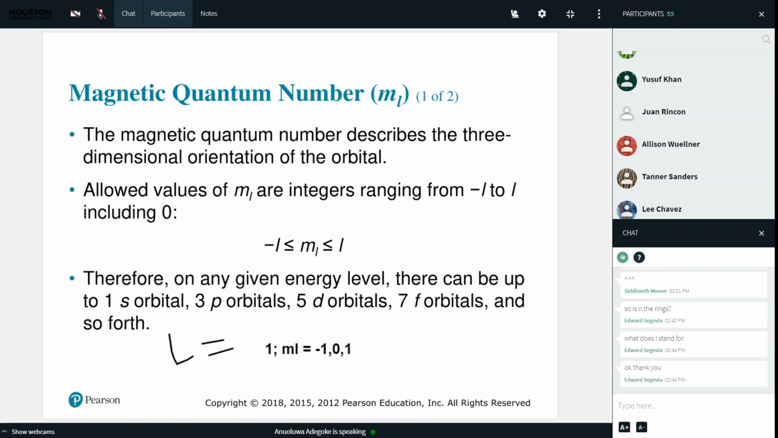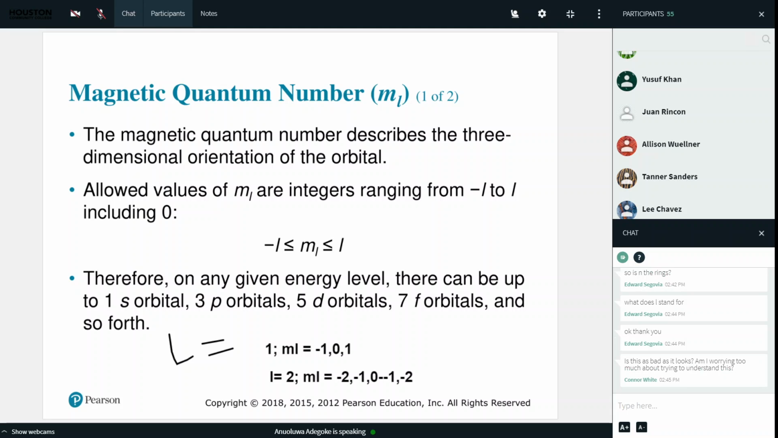If L equals 2, ML will be equal to minus 2, minus 1, 0, 1, and 2. Again, you are going to see the implication of all of this as we go. So all of this just tells us, remember I said L represents the orbitals.